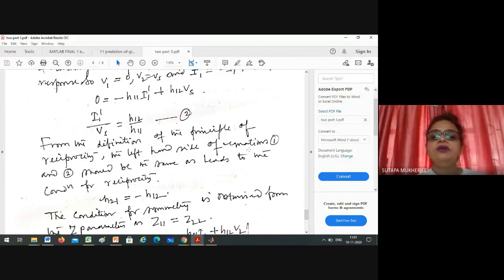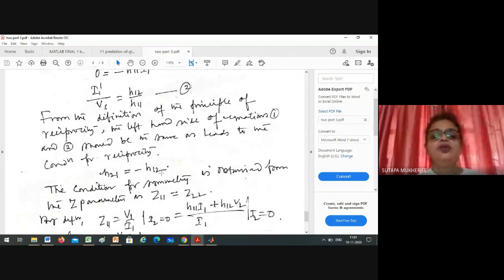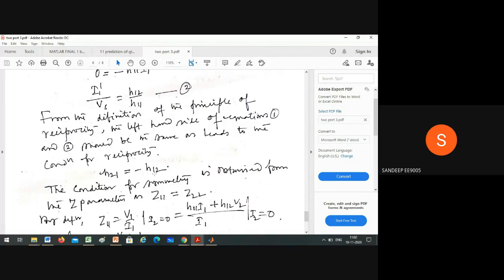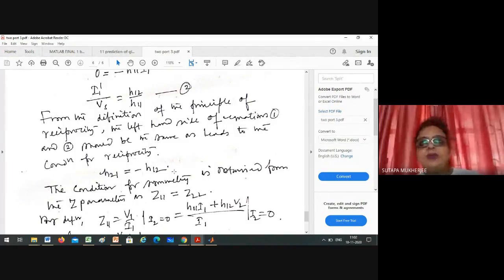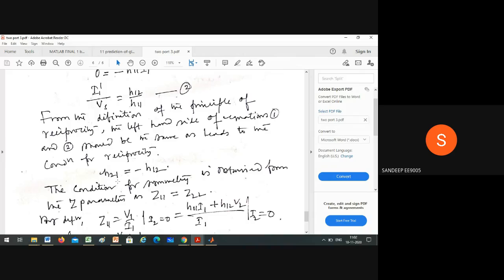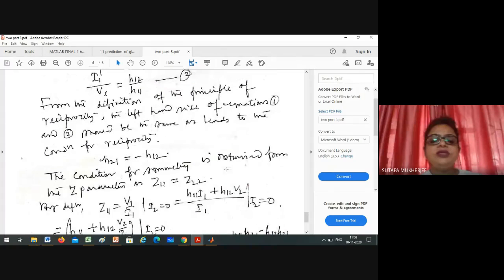The left hand side of equation 1 and the right hand side of equation 2 should be the same, which leads to the condition for reciprocity. So what is the condition for reciprocity here? H21 will be equal to minus H12. Do you remember the condition of reciprocity for impedance parameters? Z12 equals Z21. The condition for symmetry is obtained from the Z parameters, Z11 equal to Z22. This is symmetry.